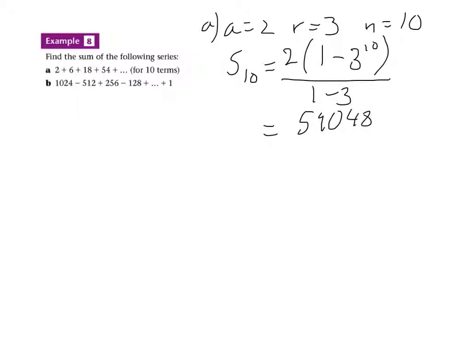59,048. Now you notice I've used this one. In the book they use the other version, so 2 brackets 3 to the 10 minus 1 over 3 minus 1. It doesn't matter which version you use, you'll get the same solution.